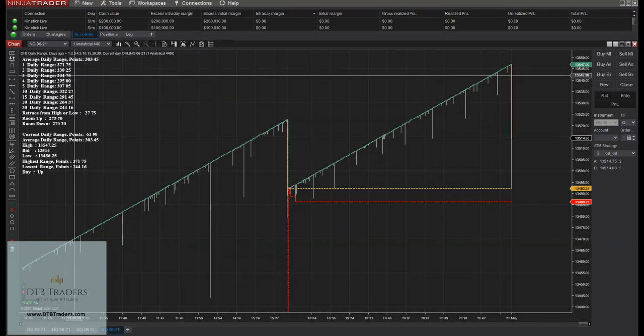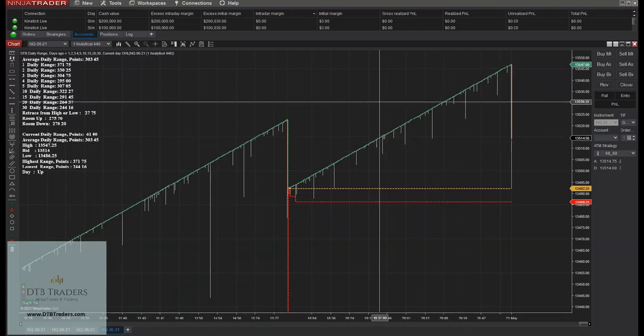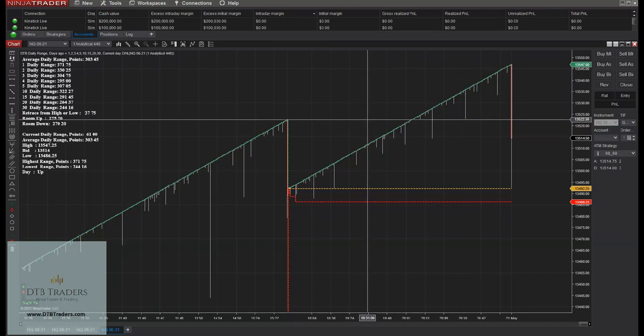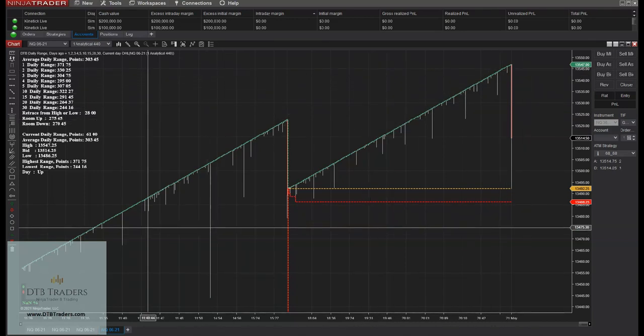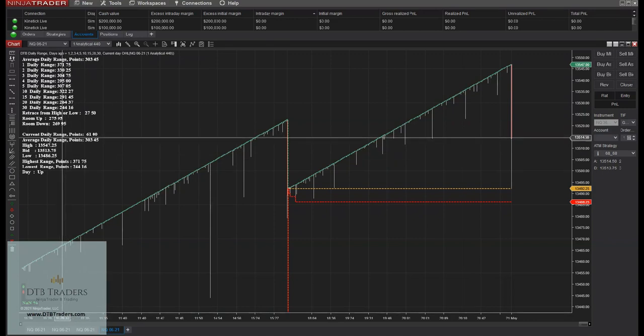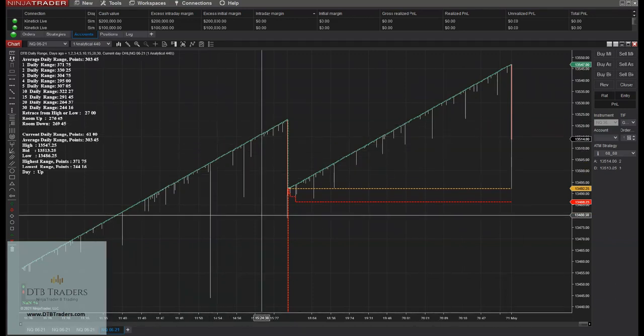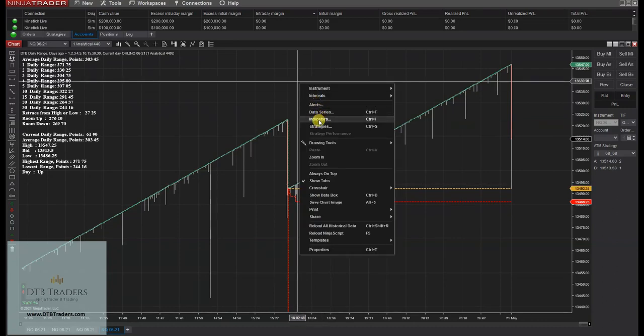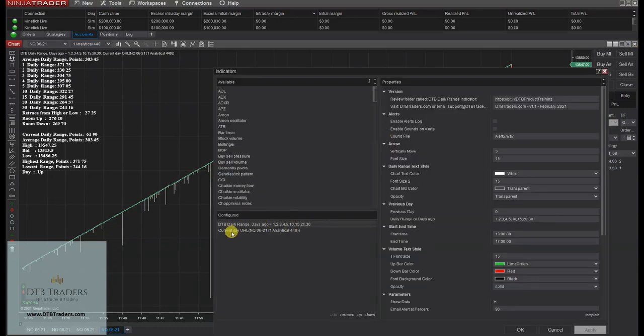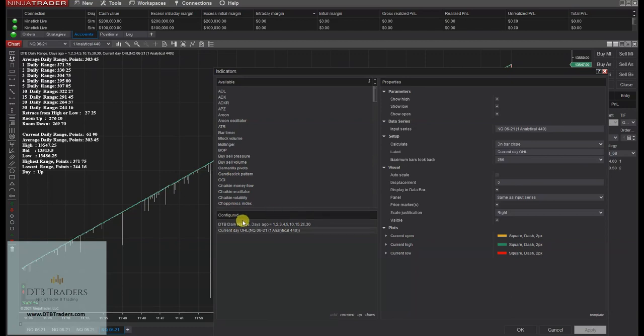So you can see basically during the trading day, so in the early afternoon of the US session, you can see what the current daily range is. So over here on the left, it shows current daily range in points. So that is how far the price has traveled today so far since market open. I've also included the basic standalone indicator from NinjaTrader called the current day open, high and low.